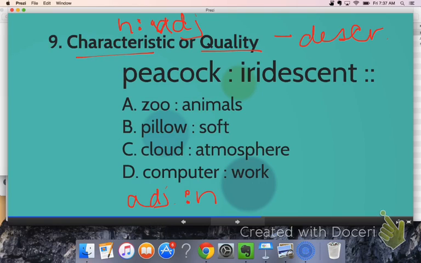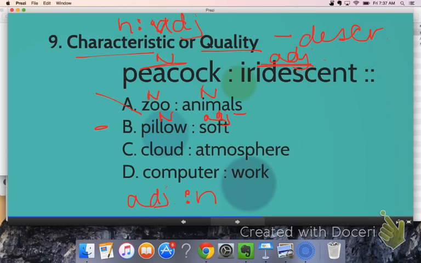So some sort of description or detail usually requires some sort of adjective. So a peacock is the noun to iridescent, which is bright. Male peacocks have really bright colored feathers, which is the adjective. So we need something that's going to be in this exact same order also. We have zoo, which is a noun. Animals, that's also a noun, so it can't be that. A pillow is a noun. Soft is an adjective. It's describing the pillow as soft.